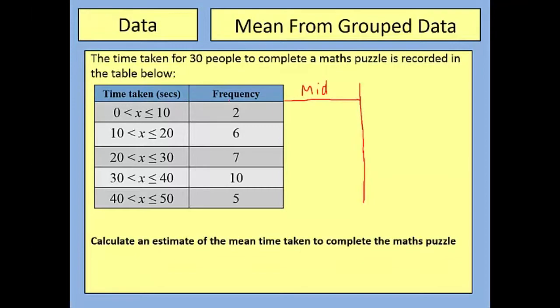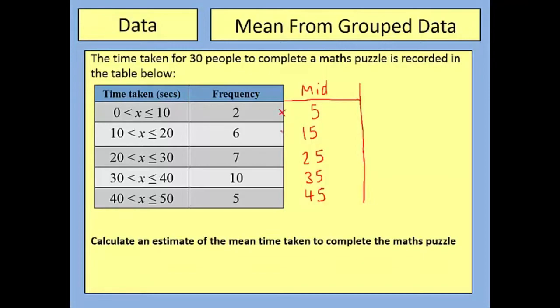So the middle of 0 to 10 over here is 5. The middle of 10 to 20 is 15. The middle of 20 to 30 is 25. The middle of 30 to 40 is 35. Middle of 40 to 50 is 45. So these are our midpoints. Now we can carry on like we did with mean from a table.